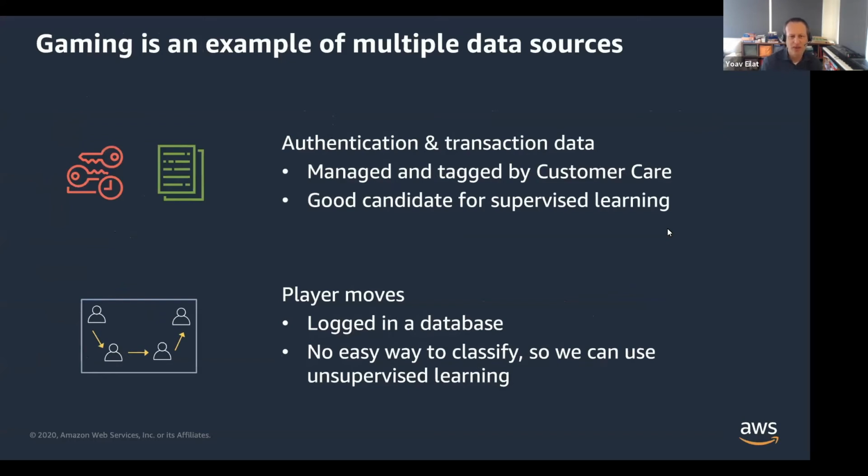Okay, so like I said, gaming is an example where you have multiple data sources. Today, we're going to look at three things. One is authentication, so the information for the players that logged into the system, and to see if there's anything fishy about what some player did when they authenticated themselves. There's transaction data, which is what players do, what they buy inside the game. These are good examples of supervised learning because it's a pretty structured type of data, and it's tagged properly. You know exactly when somebody logged in, logged out. The fields are pretty well known in advance.